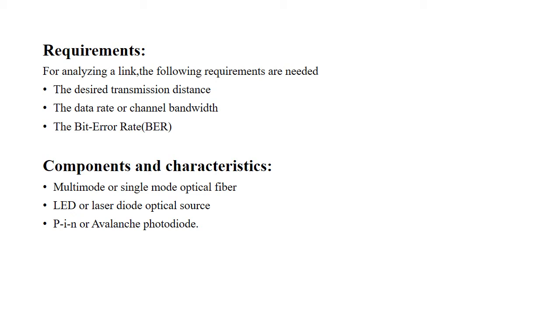The multi-mode or single-mode optical fiber contains the core radius, core refractive index profile, bandwidth, attenuation and the numerical aperture. The LED or laser diode optical source contains emission wavelength, output power, effective radiating area, emission pattern, spectral line width and the number of emitting modes. And the PIN or avalanche photodiode contains responsivity, operating wavelength, speed, sensitivity and efficiency.